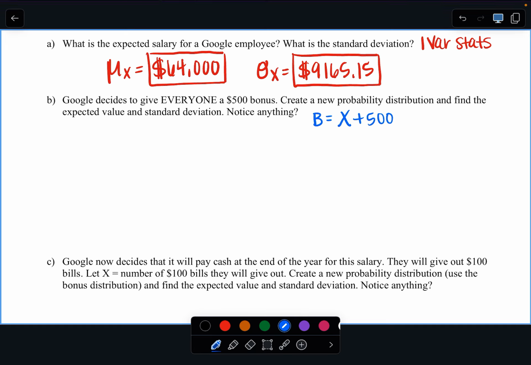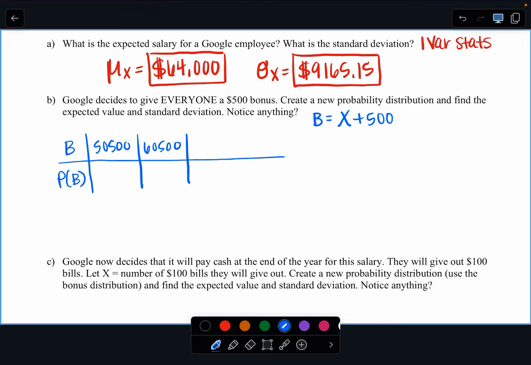So when I go to write out my probability distribution table, B, probability of B, every single amount that I have is just increasing by $500. Now, the question itself doesn't say that the probabilities are changing. They don't say anything about those values being different. So I'm going to keep the probabilities the same. So 0.2, 0.3, 0.4, and 0.1.